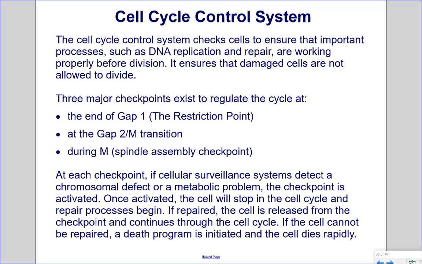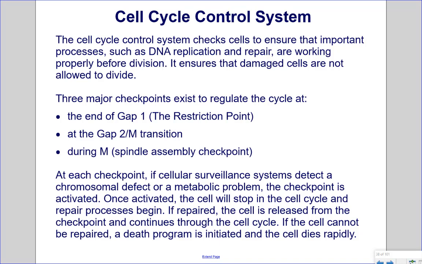Cell cycle control system. The cell cycle control system checks cells to ensure that important processes, such as DNA replication and repair, are working properly before division. It ensures that damaged cells are not allowed to divide. Three major checkpoints exist to regulate the cycle: at the end of gap 1, the restriction point; at the gap 2, M transition; and during M, the spindle assembly checkpoint.